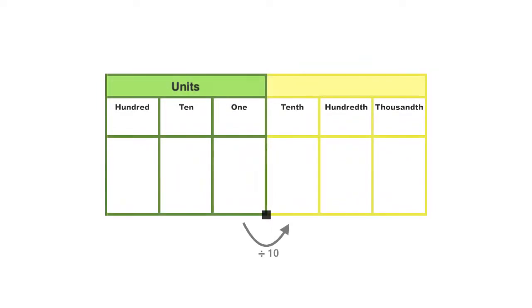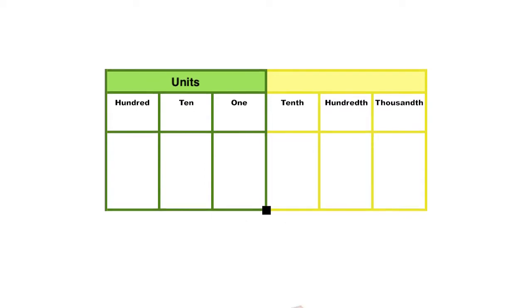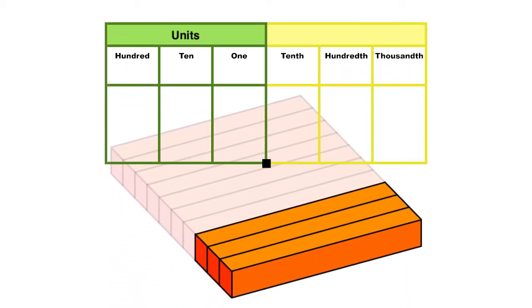When we divide by 10, we move our decimal to the right once, and if we move to the left, we show that it is multiplied by 10, making the digit 10 times greater. If there are 3 of these tenths, we see that we have decimal point 3. We have 3 out of the 10 pieces it takes to create one whole.